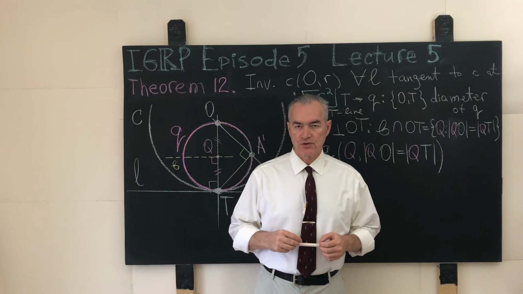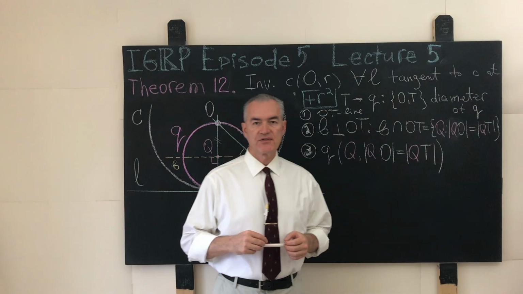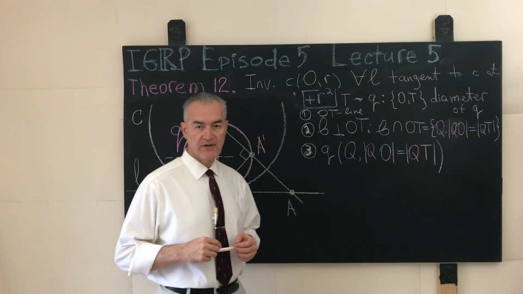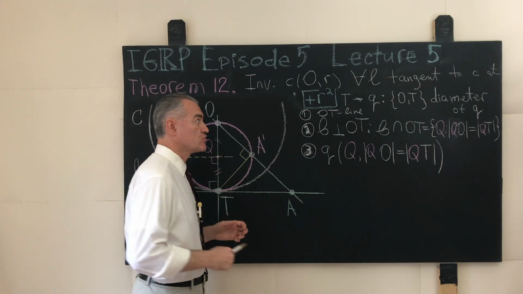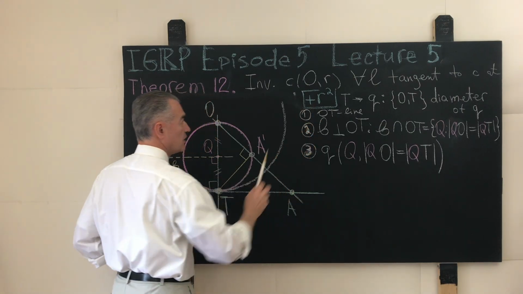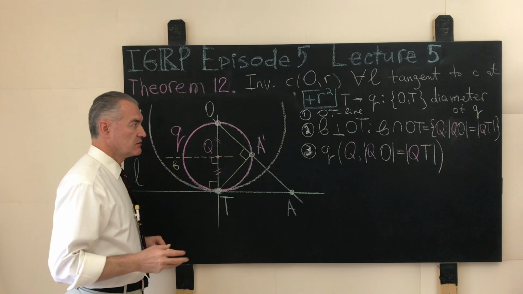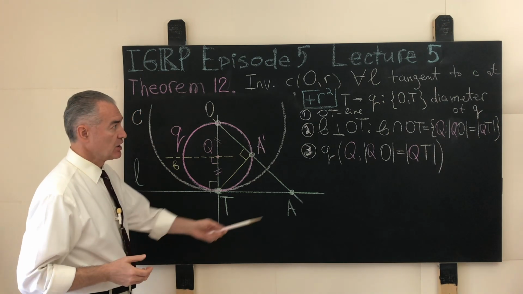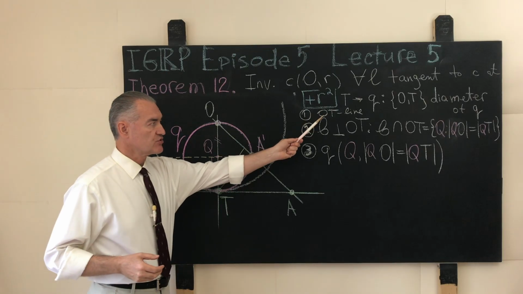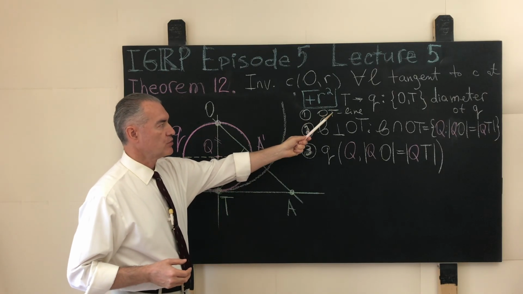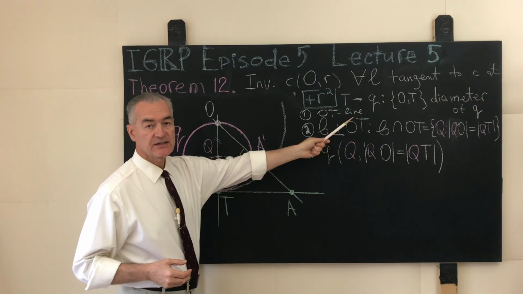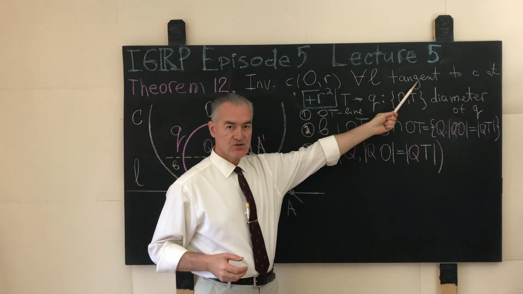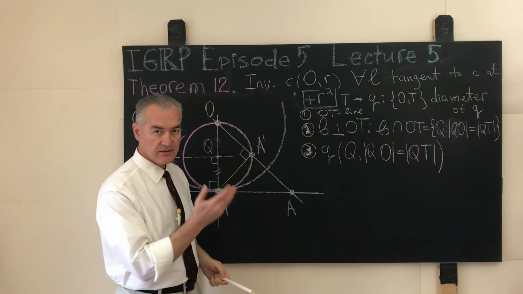That is, in order to construct the image of the given straight line that is tangent to the circle of inversion when the power of inversion is positive, we follow the following three very straightforward steps. Step number one, we draw a straight line through the points O and T. We basically connect the center of inversion and the point of tangency between the given straight line and the given circle of inversion.